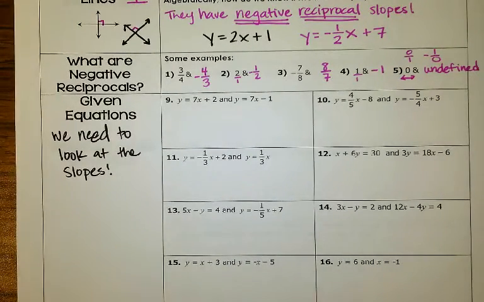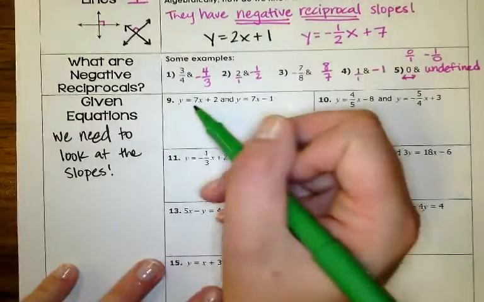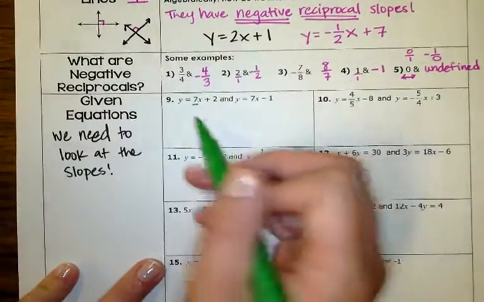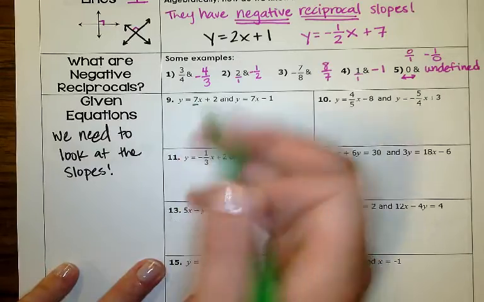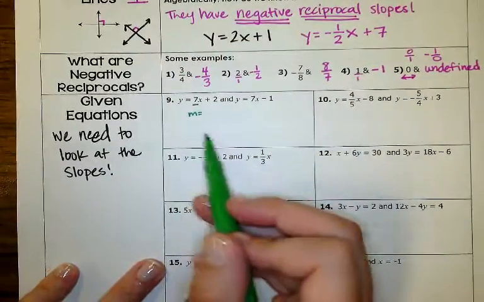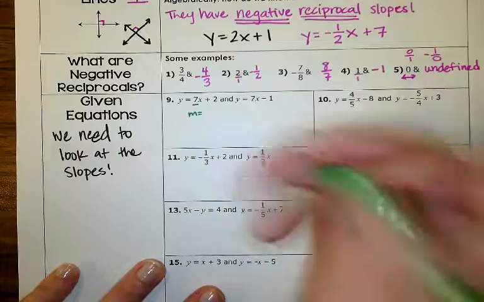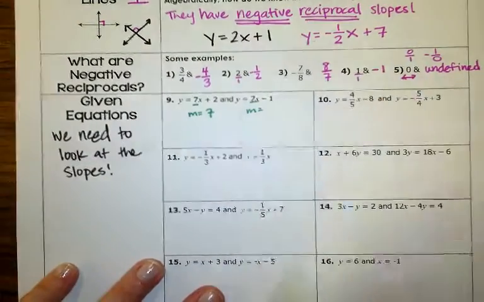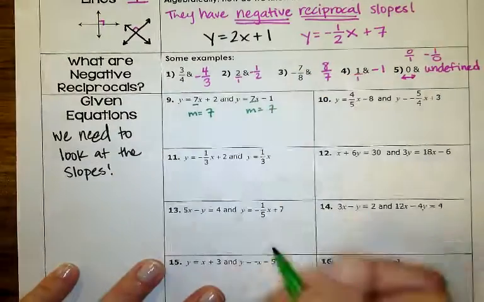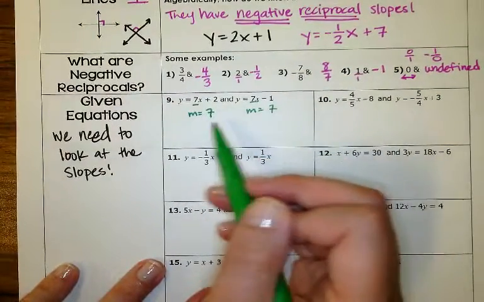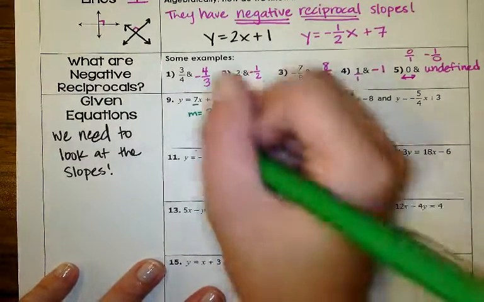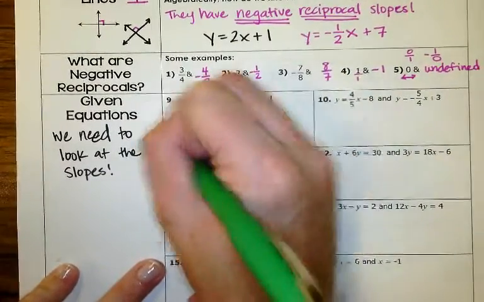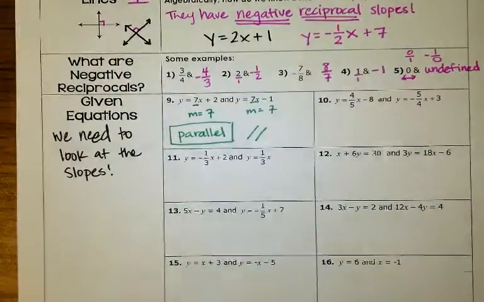Well, this first one's really nice because it's already in slope-intercept form, isn't it? So what is my slope of this first equation? 7. And I'm not sure why we jumped to number 9. We went 1, 2, 3, 4, 5, 9. Cool. Okay, so that's 7. And then what is the slope in my second equation? It's also 7. So if my slopes are exactly the same, what does that say about my lines? They are parallel. So this is where you can write the word parallel, or if you want to be all fancy, you can just write the little parallel symbol. Y'all feel good about that?